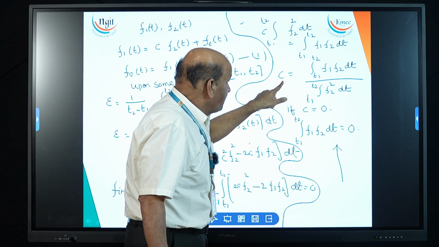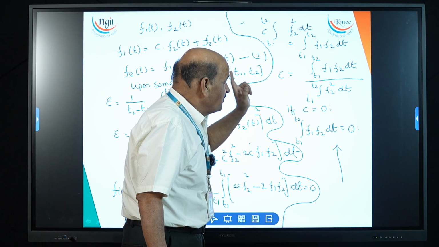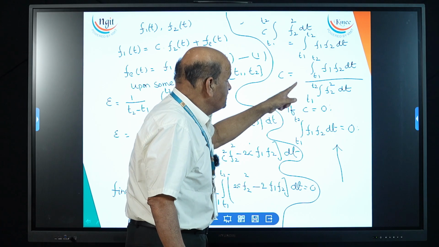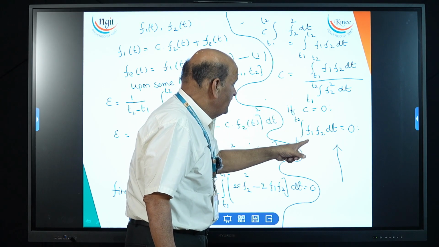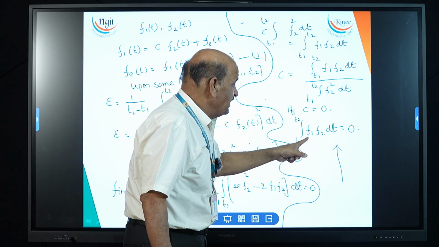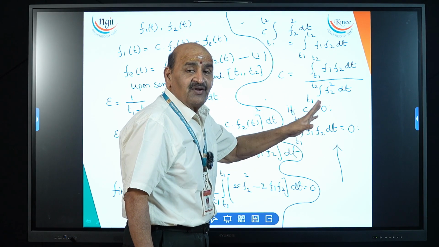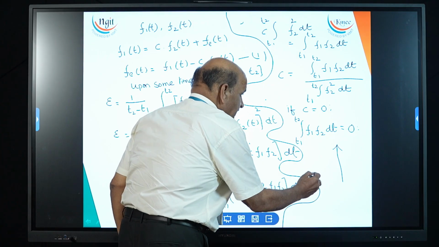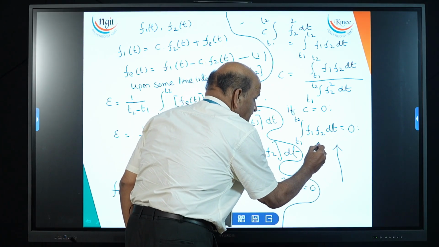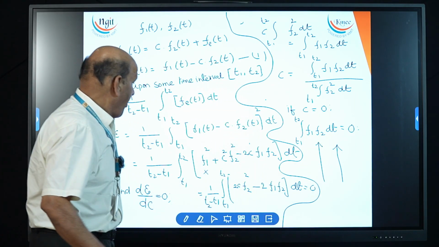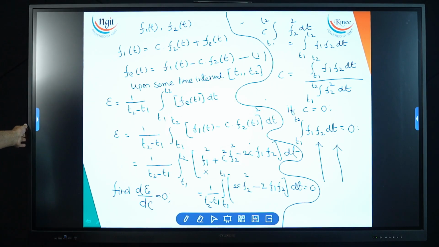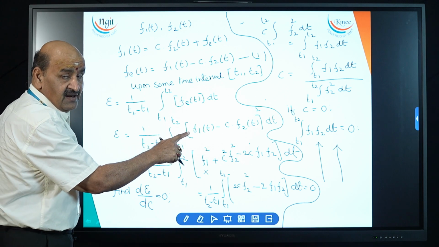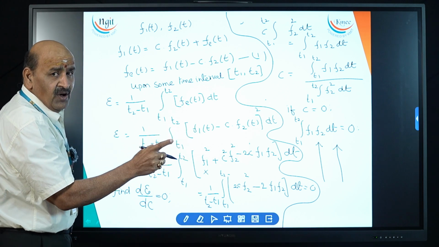Now, if C equals 0, what will happen? C equal to 0, cross multiplication, this into this equals 0. Then what do we get? Integral from T1 to T2 of F1 F2 dt equals 0. That is the final output in signals. This is the final output. Now just look at this, now we make the comparison. I think it is very much clear. I think no difficult steps are involved.